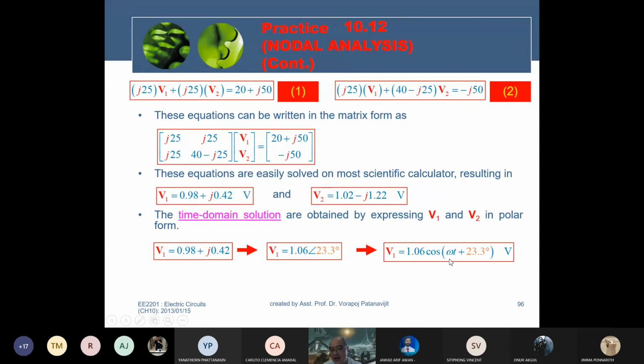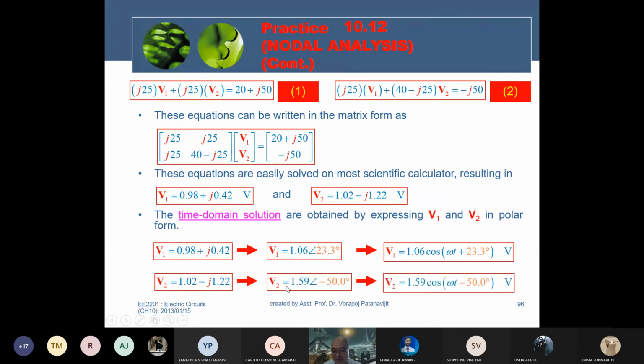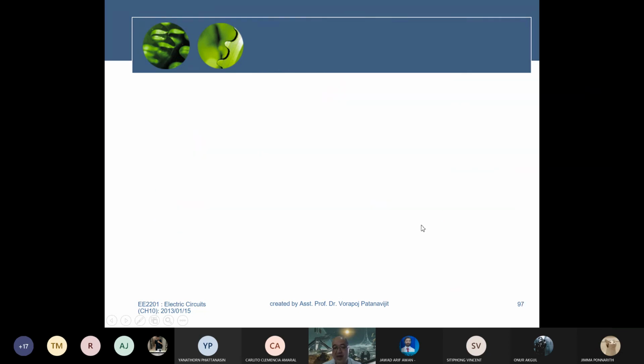Then omega t is here. In this case you don't know what omega is, therefore we hold omega as unknown first. For V2 it is the same, 1.02 minus 1.2J. Convert into polar form, it gives you 1.95 at minus 90 degree. After you get the polar form, it's easy to convert to the time domain form: magnitude 1.95 cos omega t with phase shift angle minus 90 degree. Another one is given to you as an exercise.